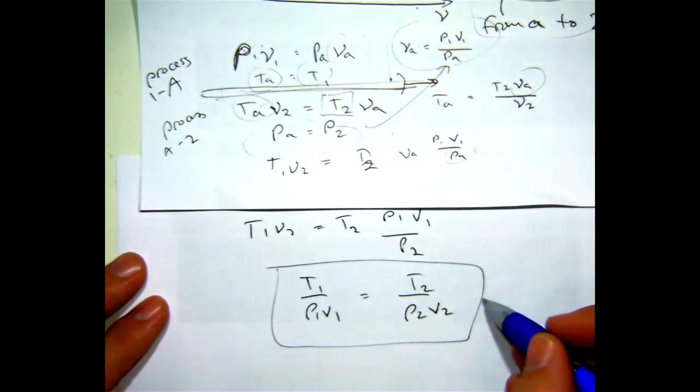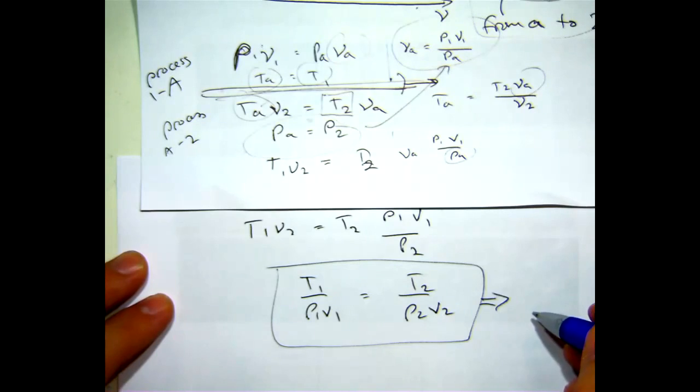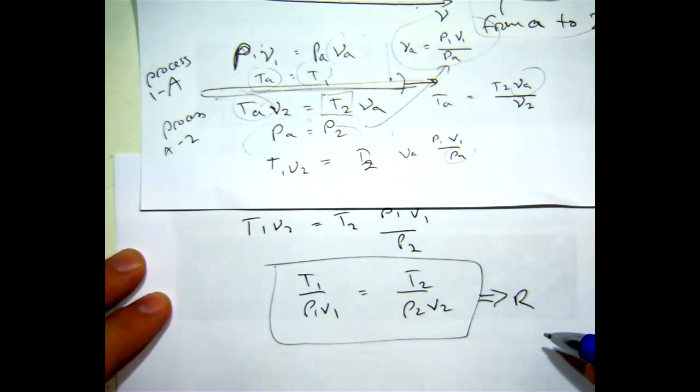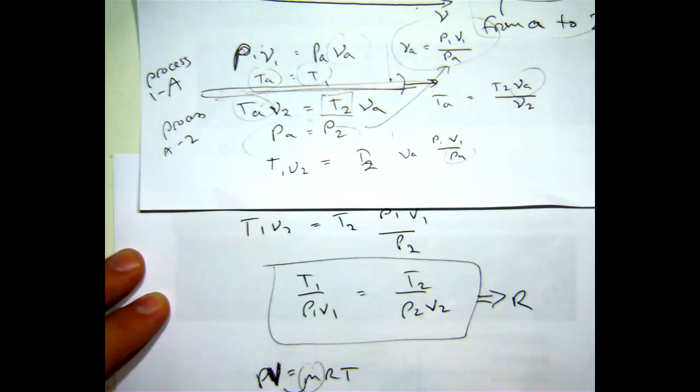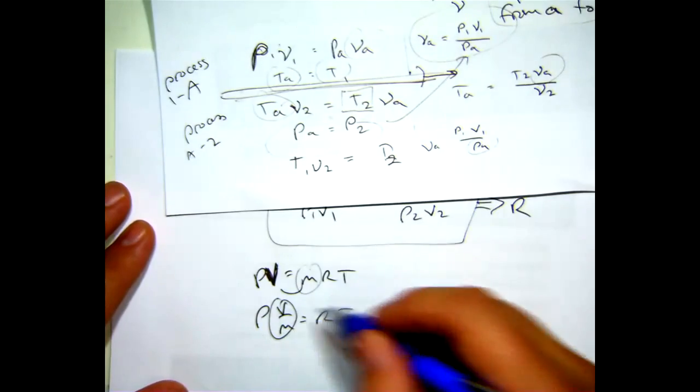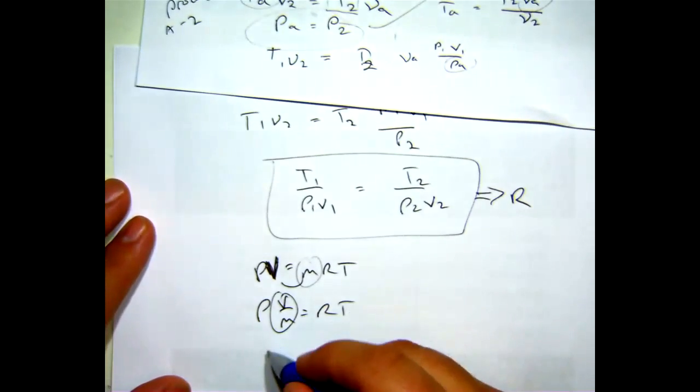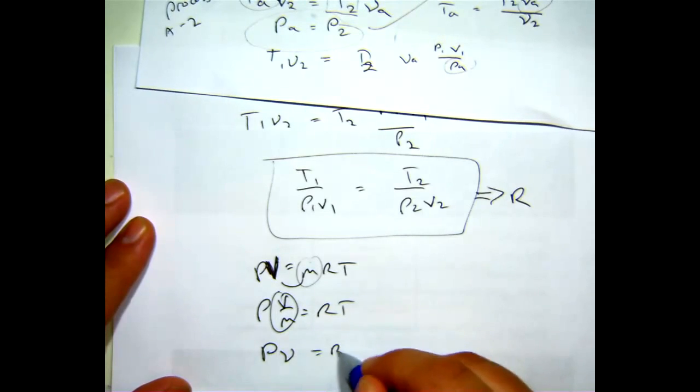What this tells me is that temperature, pressure, and volume are connected by a constant. And if you think about the ideal gas law, PV equals mRT, let's do the form that most people know. If I take this over, PV on m equals RT. V on m is specific volume, volume divided by mass, such that P times specific volume equals RT.